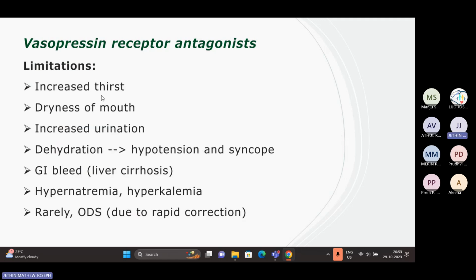So adverse effects are increased thirst, dryness of mouth, increased urination, and dehydration, and as a result, hypotension and syncope, and GI bleed. GI bleed is because earlier we mentioned that the V1A receptor is responsible for vasoconstriction. So if vasopressin receptor antagonists act on V1A receptors, vasoconstriction is going to be inhibited, and there is an increased risk of GI bleed, variceal bleed in patients with liver cirrhosis. And other adverse effects are hypernatremia, hyperkalemia, and rarely ODS.